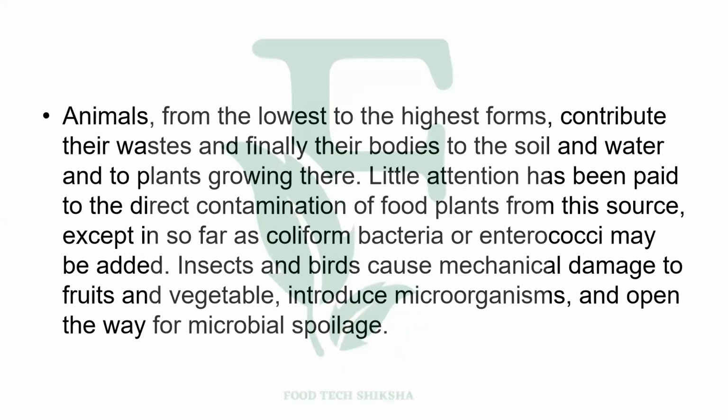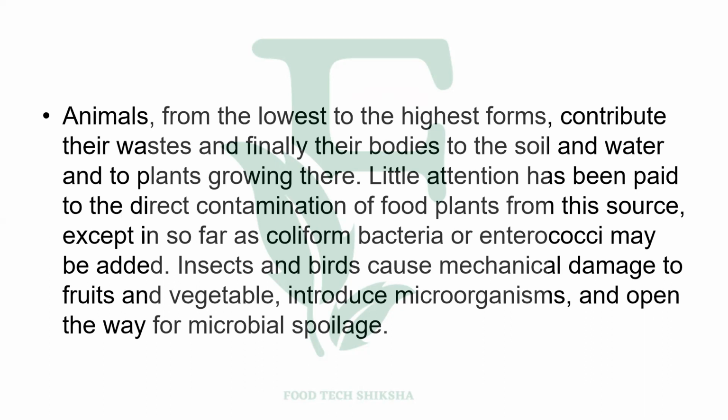Now, animals from the lowest to the highest forms contribute their waste and finally their bodies to the soil and water and to the plants growing there. So we all know that all animal excreta finally go into the soil and the water. The plants growing there would definitely be affected because these animal excreta would have some kind of microbes. Little attention has been paid to the direct contamination of plant foods from such sources, except that coliform bacteria or enterococci may be added.